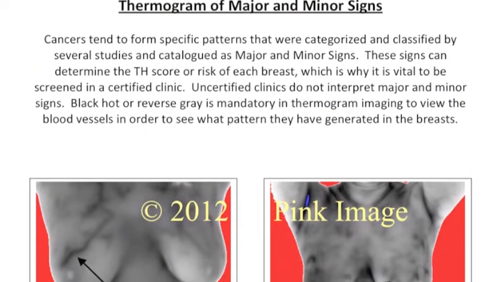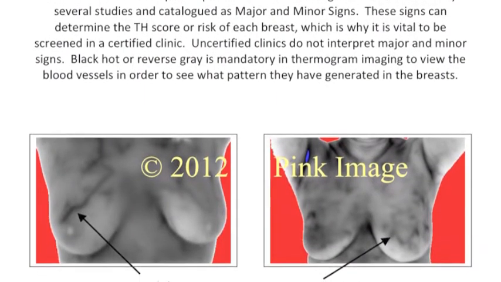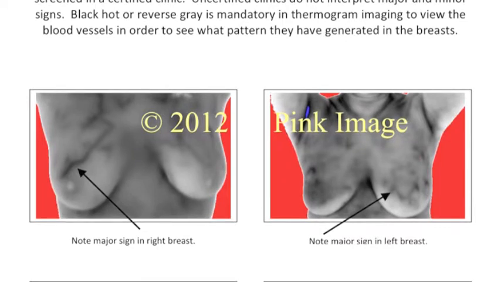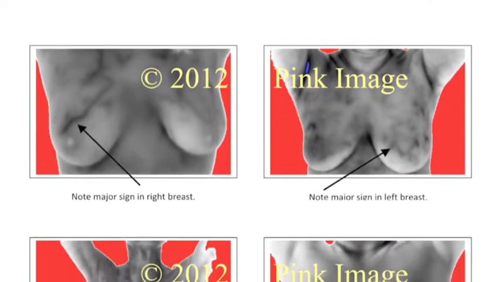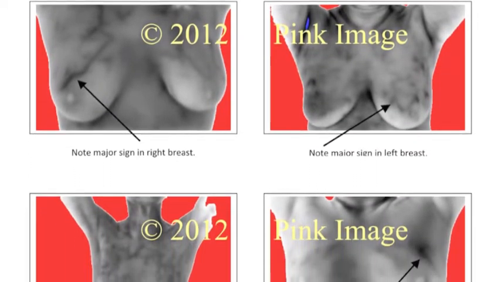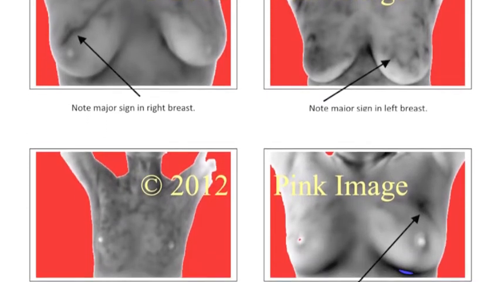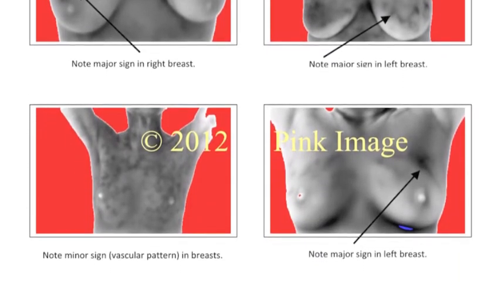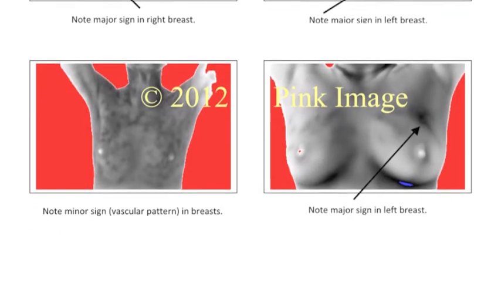Another requirement for breast thermography is what is called major and minor signs, or primary and secondary signs. As I discussed earlier, black hot images are imperative for breast thermography because cancers tend to form certain vascular patterns. Qualified interpreters know what these patterns are and will include these in your report. Now, it's the temperature difference between the breasts in these major and minor signs that may increase your risk or may increase your TH score. So please be sure your interpreter knows their major and minor signs and include these in your report.